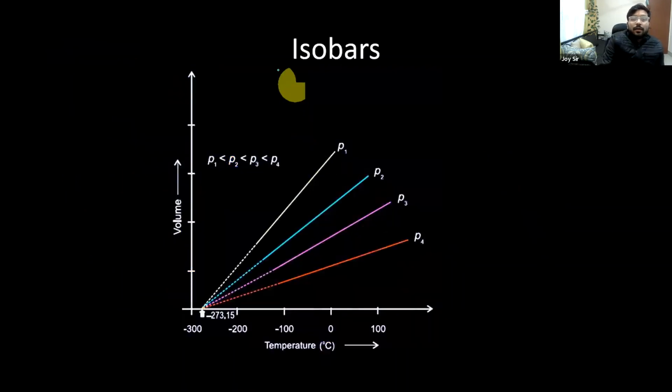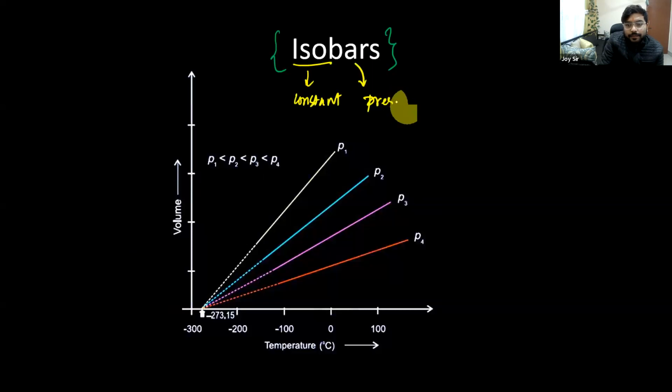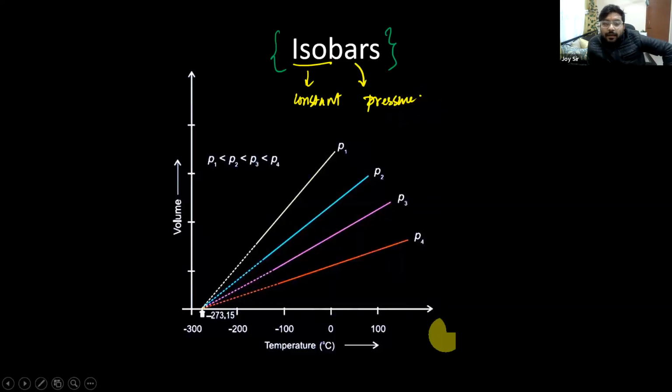In Charles law we get something known as isobars. Isobars: iso means constant, bars means pressure. So this whole Charles law takes place at constant pressure.